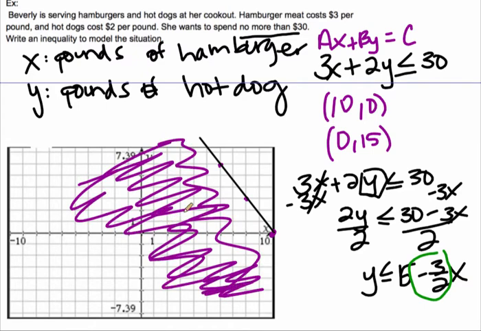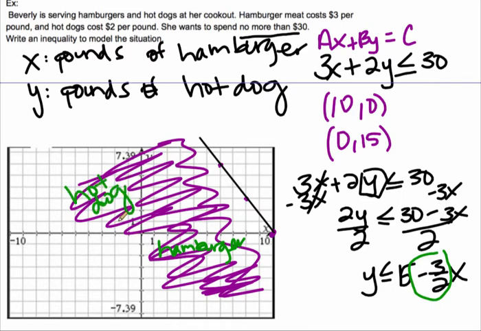Now, if we think about this, it's talking about hamburgers and hot dogs, and she doesn't want to spend more than $30. Okay, so X, what is X? X is the pounds of hamburger meat. So on this axis is the pounds of hamburger meat. I'll write that here. And just write hamburger. And on the y-axis is hot dog.